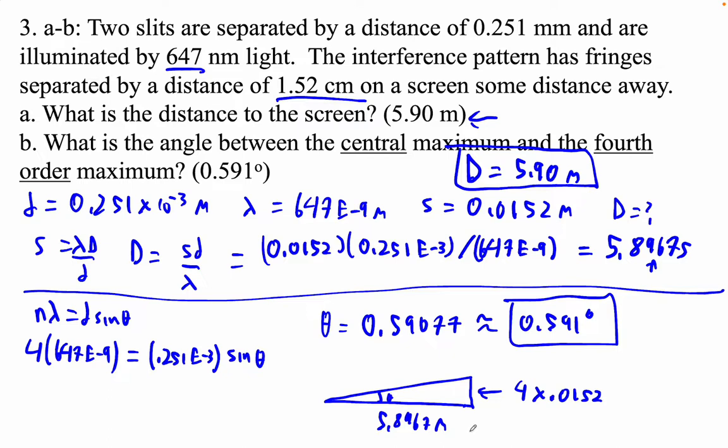Let's do it. Inverse tan of 4 times 0.0152 divided by that distance to the screen. I'm not using the rounded version. Holy cow, I get the same number. It diverges at this place, right? So this analysis and that analysis are darn near the same. This one's correct. This one is, I guess, approximate, right? Because these distances wouldn't be exactly that. They're very close.